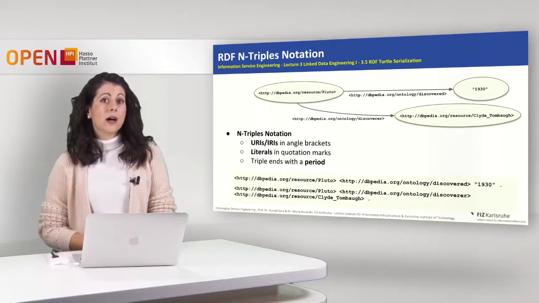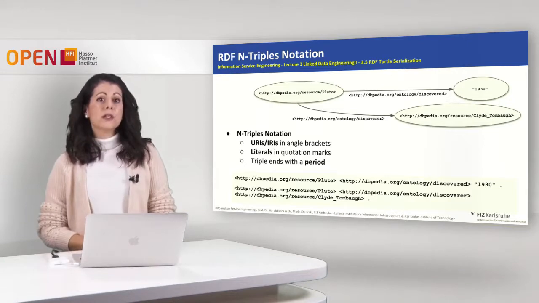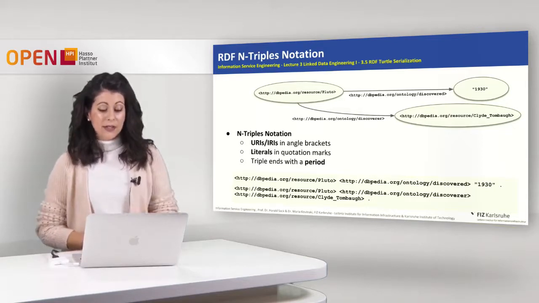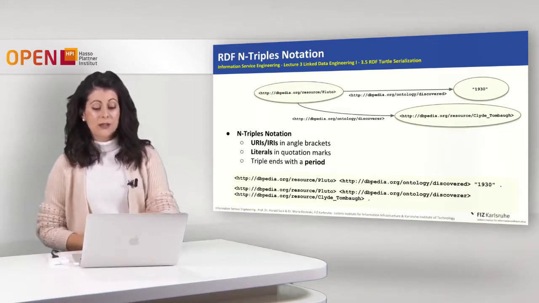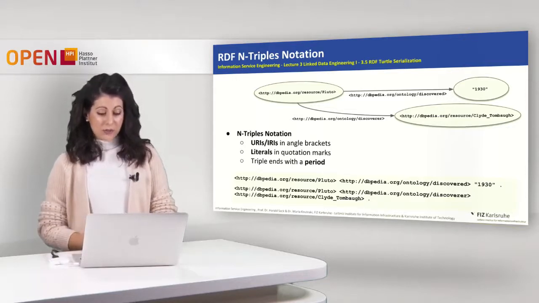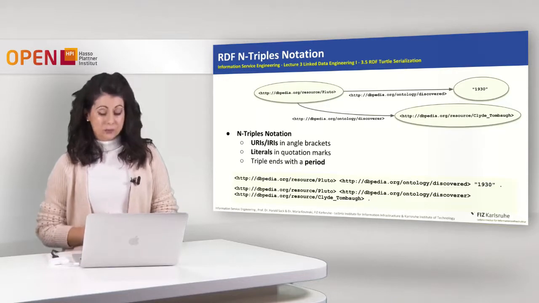the N-Triples notation. The first characteristic of the N-Triples notation is that the URIs or IRIs are always in angle brackets. You can see it here in the gray box. This is the same information as we have in the graph, but in N-Triples notation. You see that all the URIs are in angle brackets. Also, the literals are included in quotation marks. And in the end, every triple ends with a period.